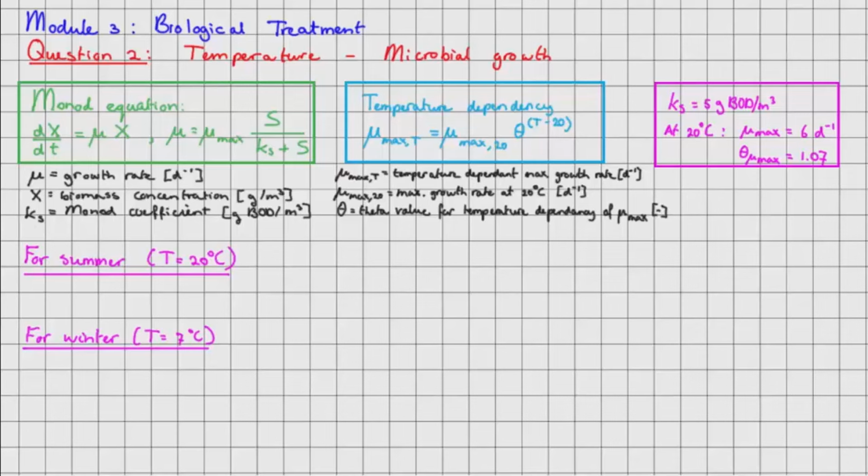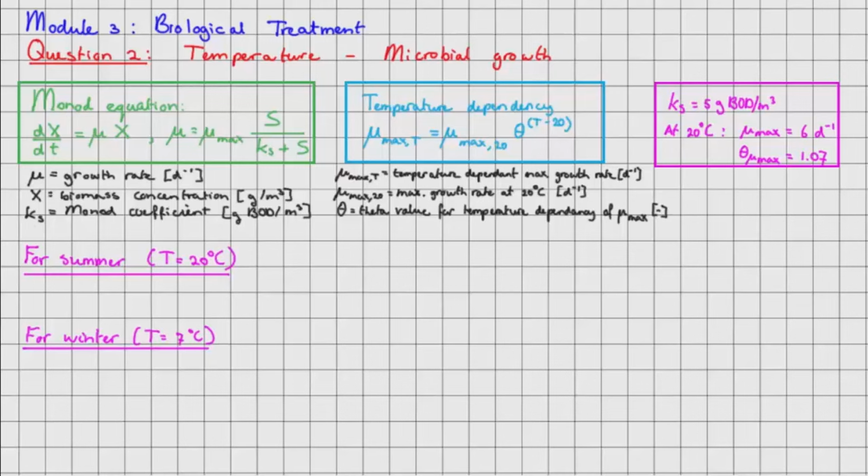In question 2, we were asked to look at the impact of temperature on microbial growth. The question asks us to draw a graph to represent the growth rates of heterotrophic bacteria at the average summer temperature and at the average winter temperature. So the average summer temperature is 20 degrees and the average winter temperature is 7 degrees.